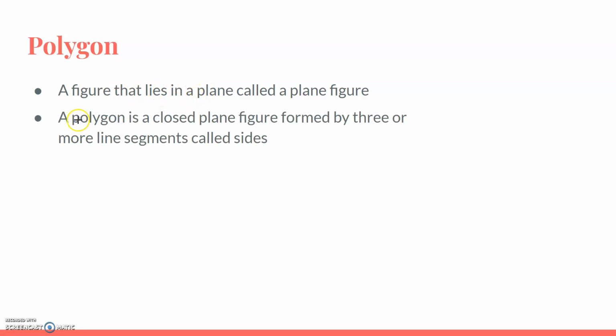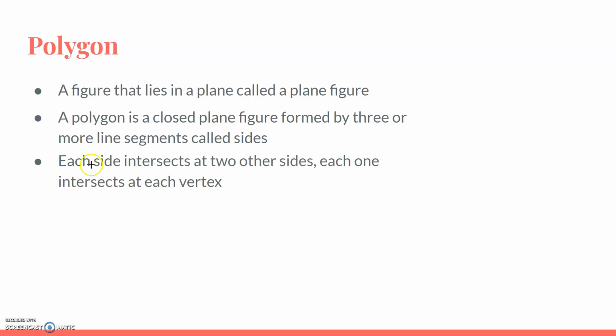So, now moving on to the actual definition of the polygon. A polygon is a closed plane figure formed by 3 or more line segments called sides. So 3 line segments would create a triangle, 4 a quadrilateral, 5 a pentagon, and then so on and so forth. So a polygon needs to be closed in order for it to be called a polygon, and it also has to be a plane figure.